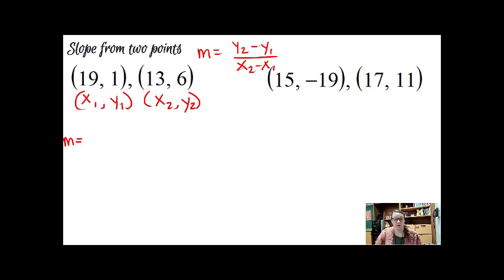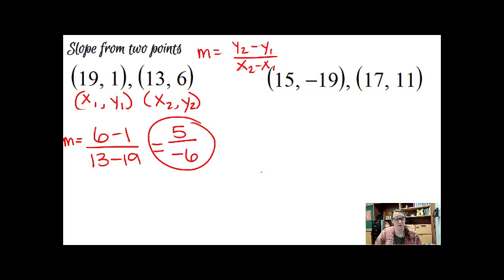So y2 minus y1, that's 6 minus 1 on top. On the bottom, x2 minus x1, that's 13 minus 19. On the top, 6 minus 1 is 5. In the bottom, 13 minus 19 is negative 6. This cannot get simplified, so I'm all set. Chugging along here, let's do another one.